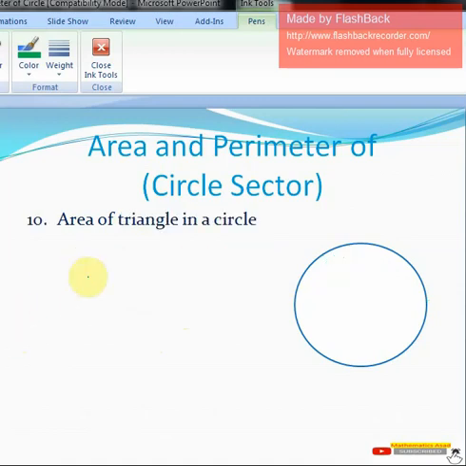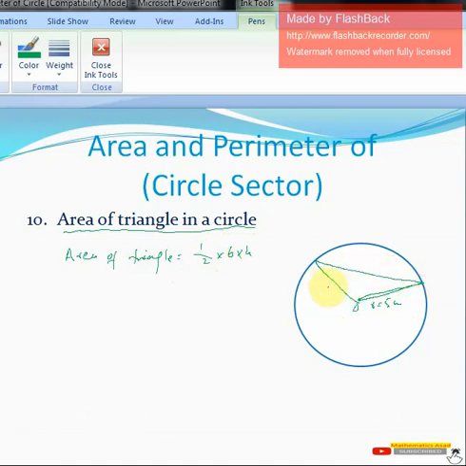Now number 10, area of triangle in a circle. Actually area of triangle is equal to 1 upon 2 multiplied by base multiplied by height. But suppose a triangle is formed here. Suppose this is a sector with radius 5 centimeter, and we have to find the area of this triangle. This is a triangle, 5 centimeter, and the angle is 100 degrees.